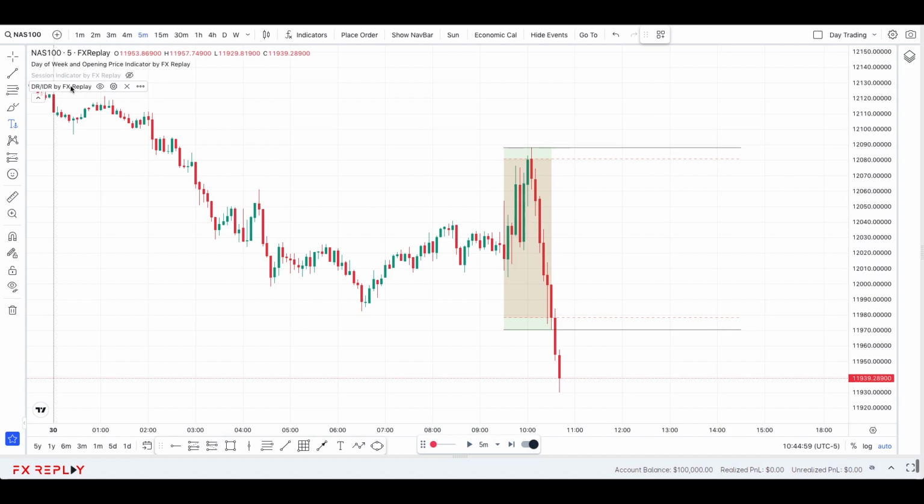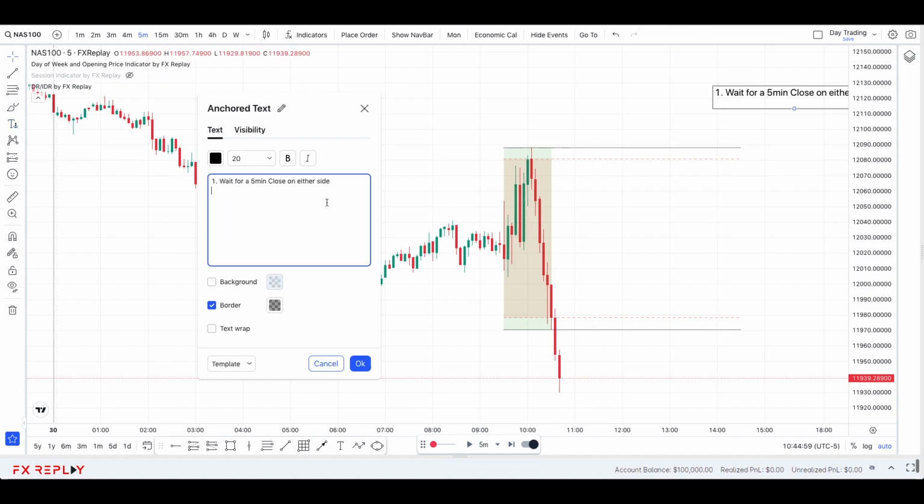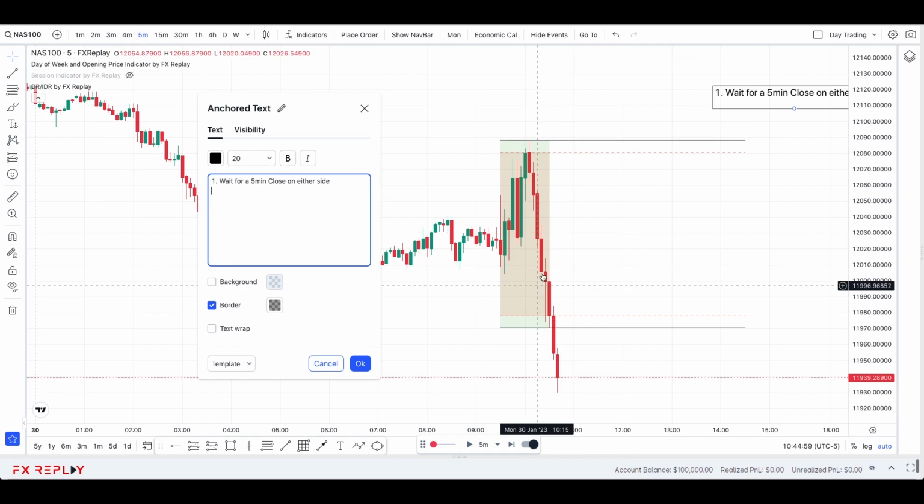Now that you have the indicator installed, let's go over the rules. Pretty much what this whole concept is about is, according to Master, he's been studying the charts for a long time, and he said that once we get a 5-minute body close on either side of the range, for example on this side we got it at the bottom, that means that there's an 88% chance that this will be the high of the day. So when we get to the end of the day at around 4 p.m. New York time, there's an 88% chance that this will be the high of the day.